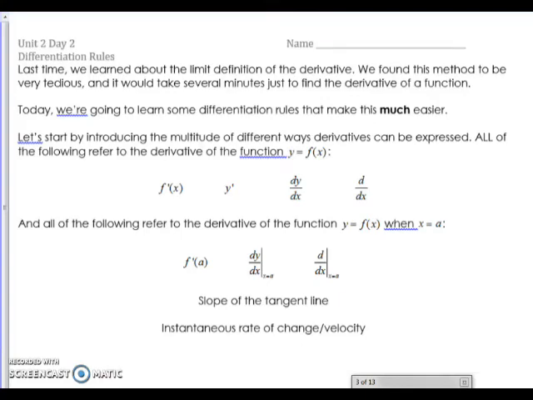Alright, so today we're going to be talking about differentiation rules, and last time we learned the formal definition, right? So it was kind of long and tedious. You had to be really careful with your algebra. And now we're going to talk about ways to make it easier today.